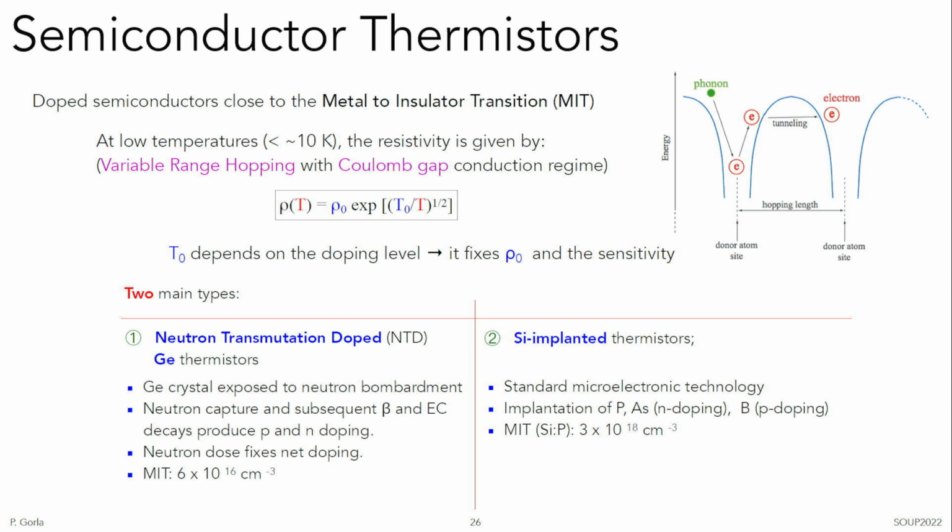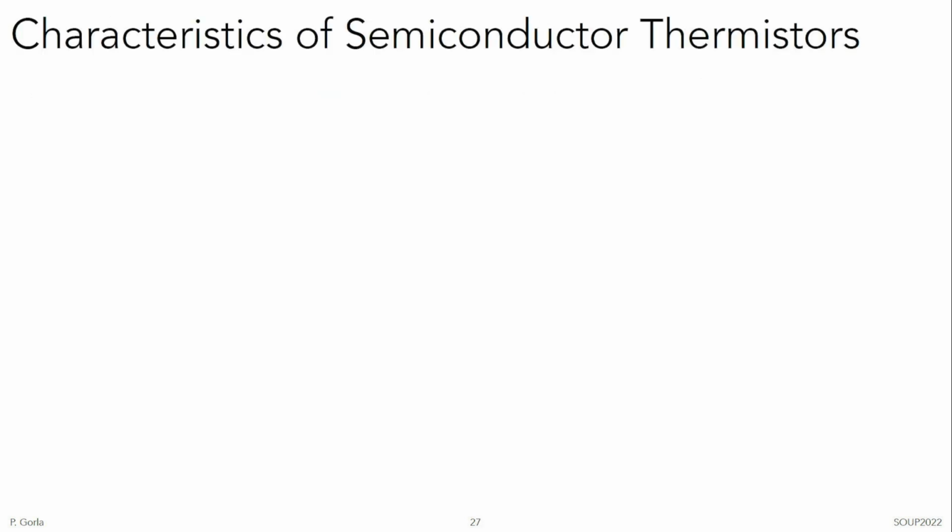The other approach is instead silicon implanted thermistors, in which the doping is done through implantation. These are more related to microelectronic technologies, and again you can have a very good implantation level and control and get very sensitive sensors. I believe that these silicon implanted are mostly used in microcalorimeters, so extremely small calorimeters, but in some way both technologies are reliable.